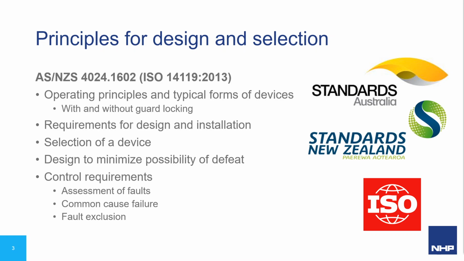It also covers requirements for design, selection, and installation of the switches to minimize the possibility of defeat and ensuring the integrity of the overall safety system. The standard, of course, is intended to be read in conjunction with the rest of the AS/NZS 4024 series for safety of machinery, which also includes the requirements for risk assessment, safety categories and performance level, and other guarding and control measures as required. Part 1602 is a direct text adoption of the international standard ISO 14119, the 2013 edition, which brings them in line with what we should see on machines coming in or destined to be shipped out to the rest of the world.